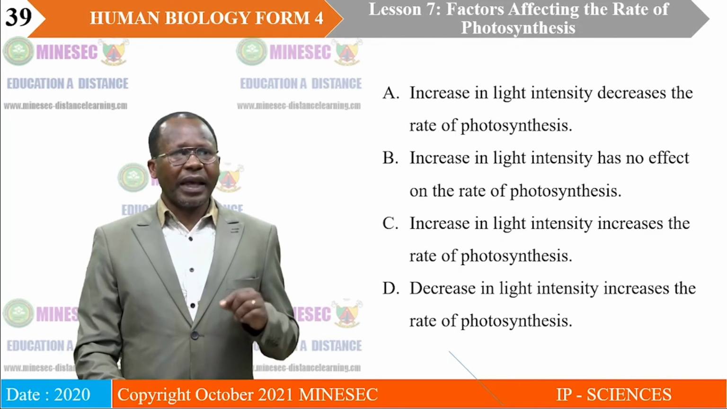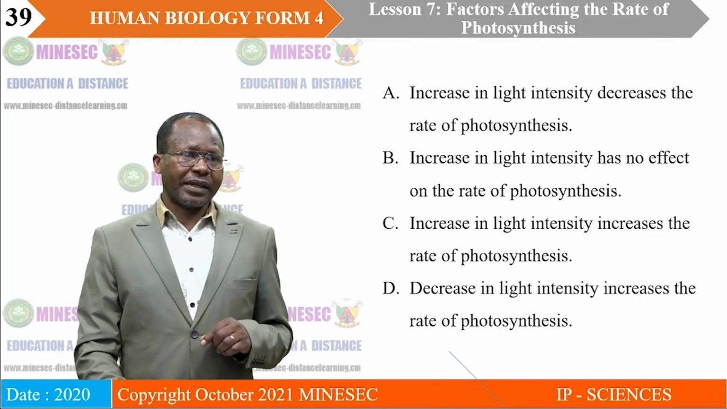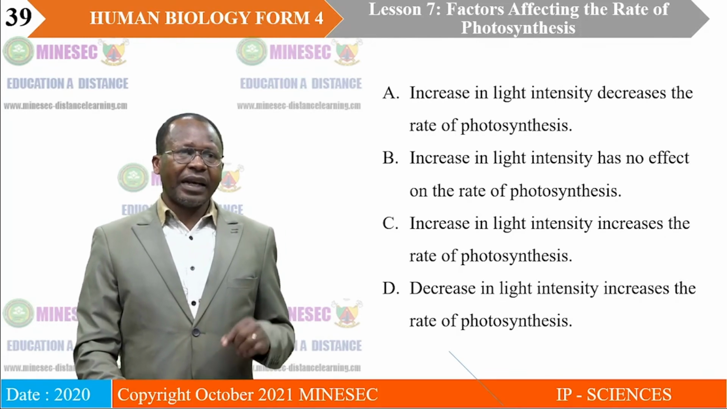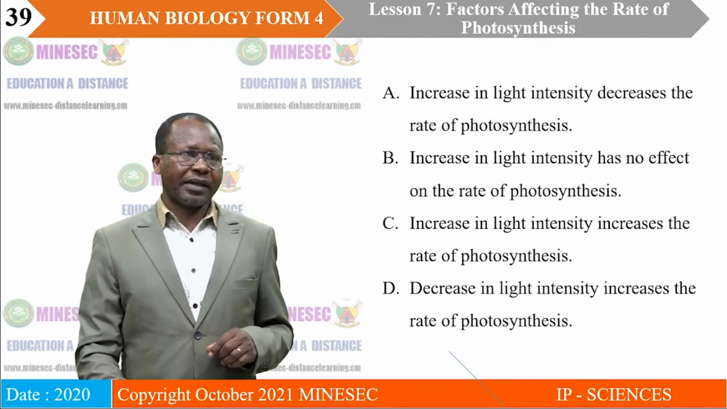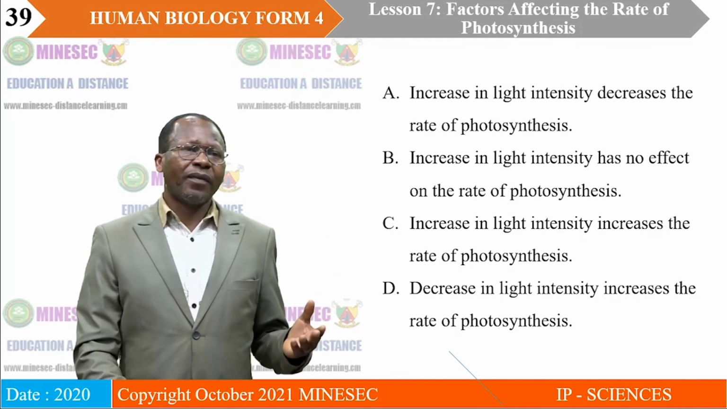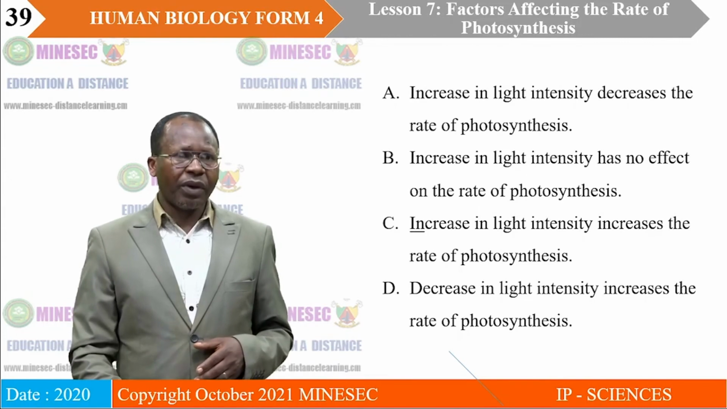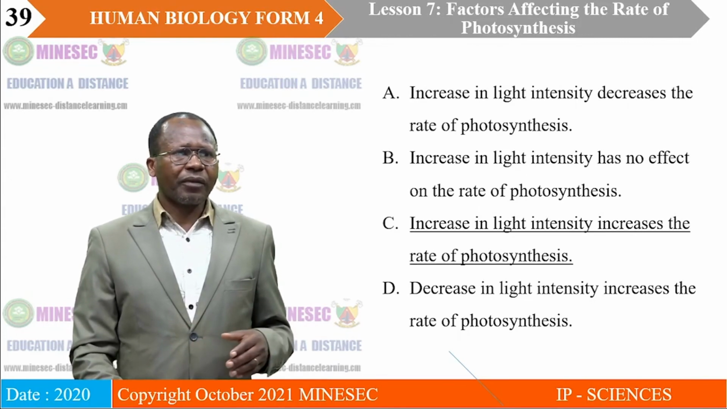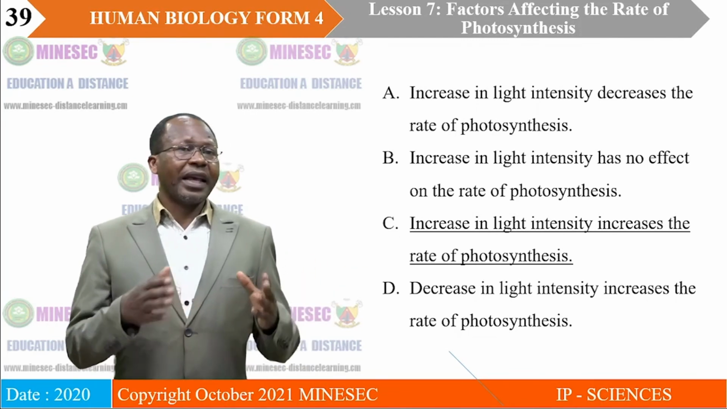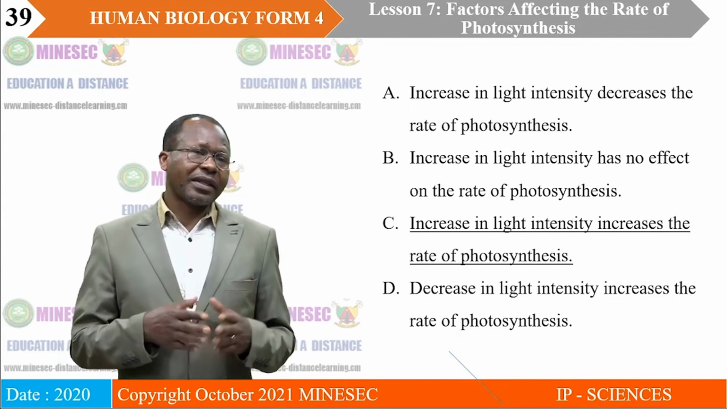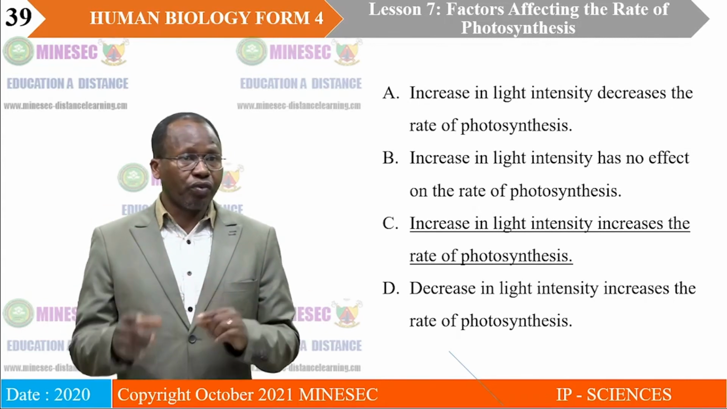C, increase in light intensity increases the rate of photosynthesis. And then D, decrease in light intensity increases the rate of photosynthesis. You see that all of them are almost looking the same, but what is the most plausible? We see here that C is the most correct of these statements. Increase in light intensity increases the rate of photosynthesis. But in addition, remember, it is only up to the optimum.